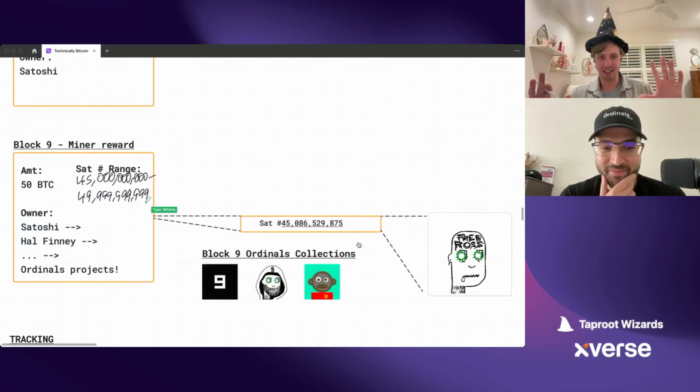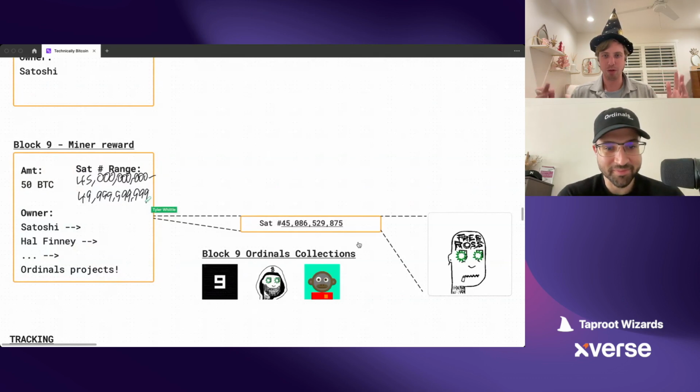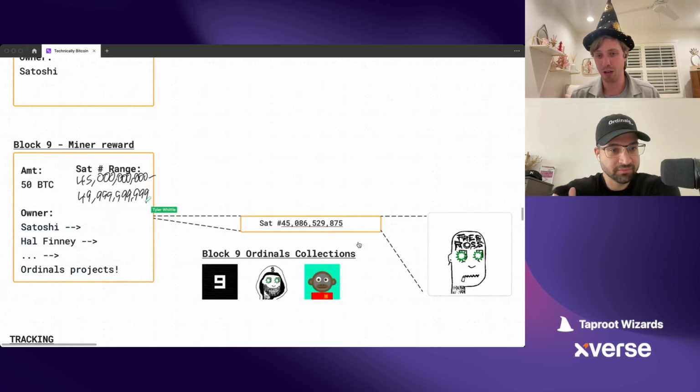If we zoom out from here, basically what we've just defined is a way that every time a new block comes in, we can number the sats that come in through the block reward. And so from block 0 all the way through the final block that ever emits a block reward, we have a way to define those sat numbers.